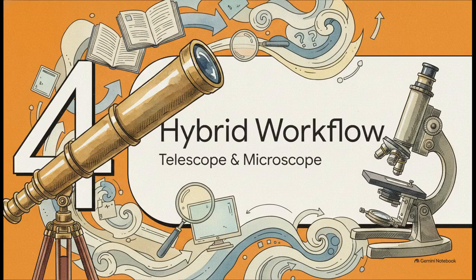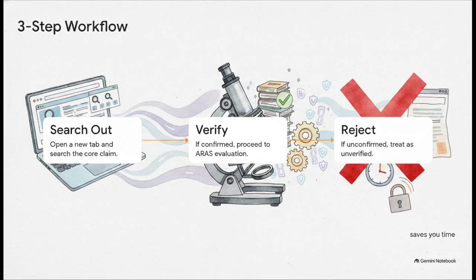Section 4. The hybrid 3-step workflow. And this brilliantly illustrates how we bring the telescope and the microscope together into one actionable, super efficient routine. Step 1. Before reading deeply, zoom out. Open a new tab and laterally search the core claim. Step 2. Verify. If independent, credible sources actually confirm it, then you bring out the ARAS microscope for a closer look. Step 3. Reject. If there's no independent confirmation, you just treat the claim as unverified and walk away. It saves you so much time, and honestly, it saves you from being fooled.